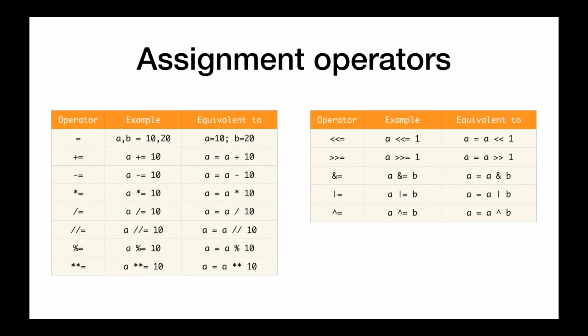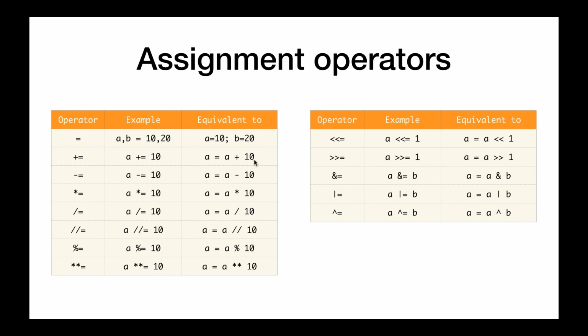Python supports shorthand operators for assignments. As you can see here, each one of these operators is equivalent to its lengthier format. For example, a plus equals 10 can be written as a equals a plus 10, but this is a short form notation of this lengthier notation.